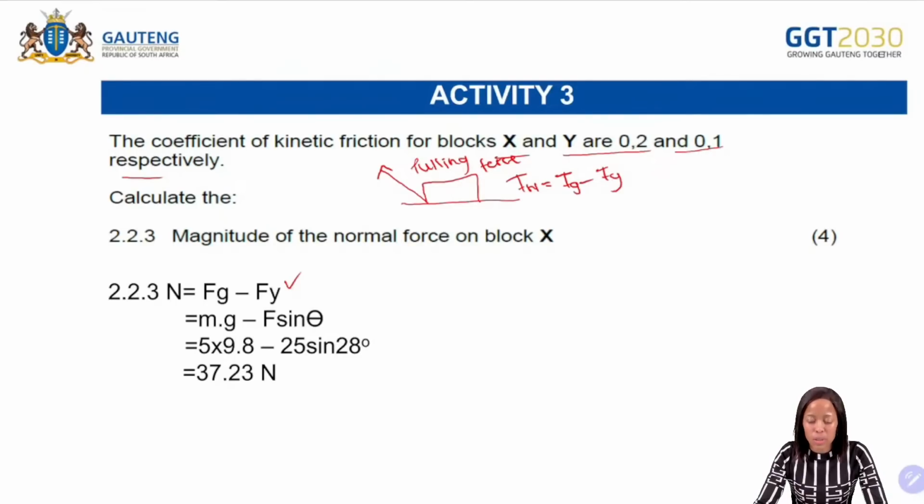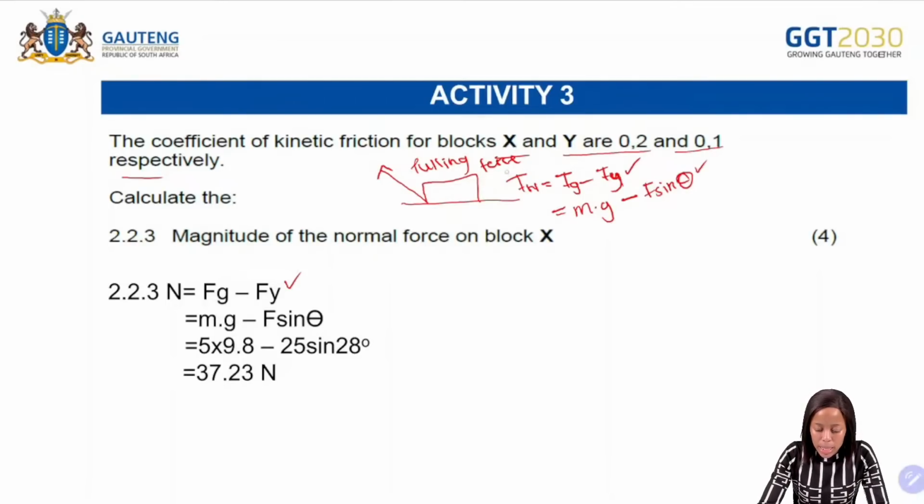And then from there, you need to do what? You need to break it down. So if you have Fg, it becomes what? Mg. And then this is what? Minus Fy. So it will become what? F sine theta. So remember, when it comes to your formula sheet, you are not going to get this formula. So you need to make sure that you memorize or you understand and know how to apply this formula here.